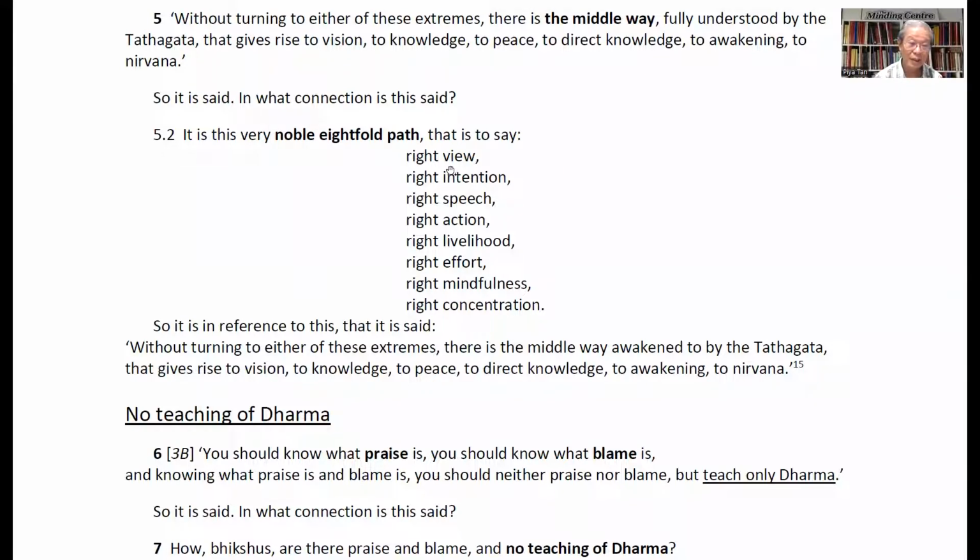So first VI, and then SALE, sale. It's very easy to remember. VI, sale, very important. Sale, all right? Because you're going to sell Buddhism, so to speak. Sale: speech, action, livelihood, effort. Okay, very important. Sale. And then MC.